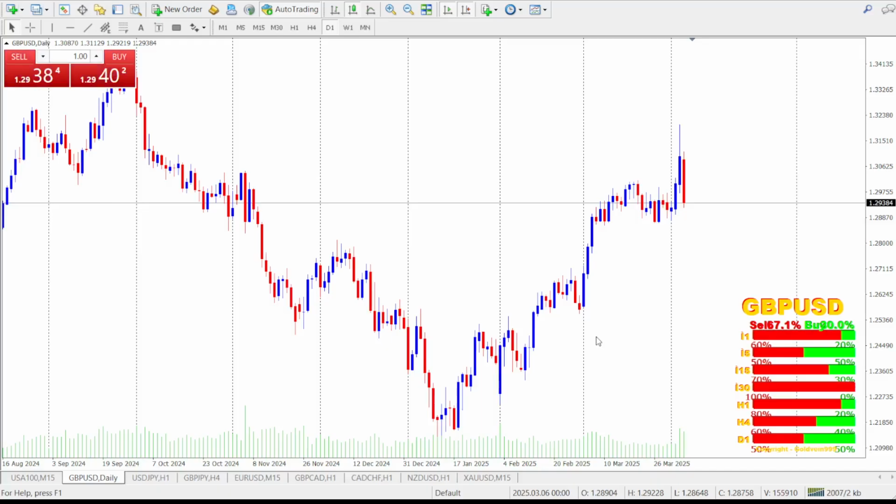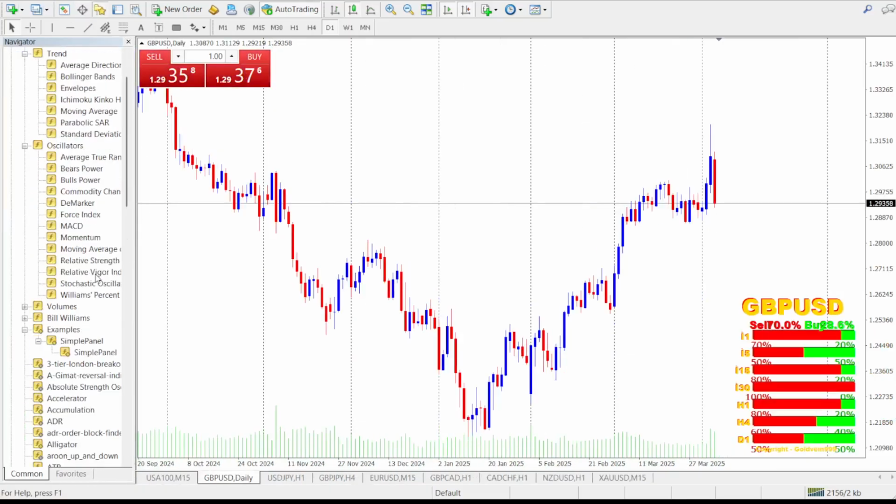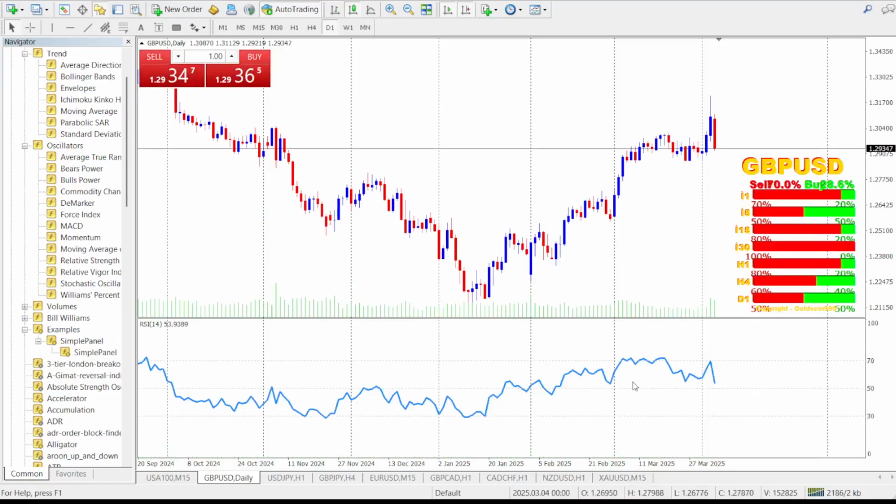Okay. But here's the key. Do not use this indicator in isolation. It is best to combine it with other indicators like the RSI or moving averages, to confirm the overall trend. For example, if the Strength Candles Indicator shows high green and maybe you're using the RSI and the RSI is also in overbought territory, you can be more confident that the trend is strong.